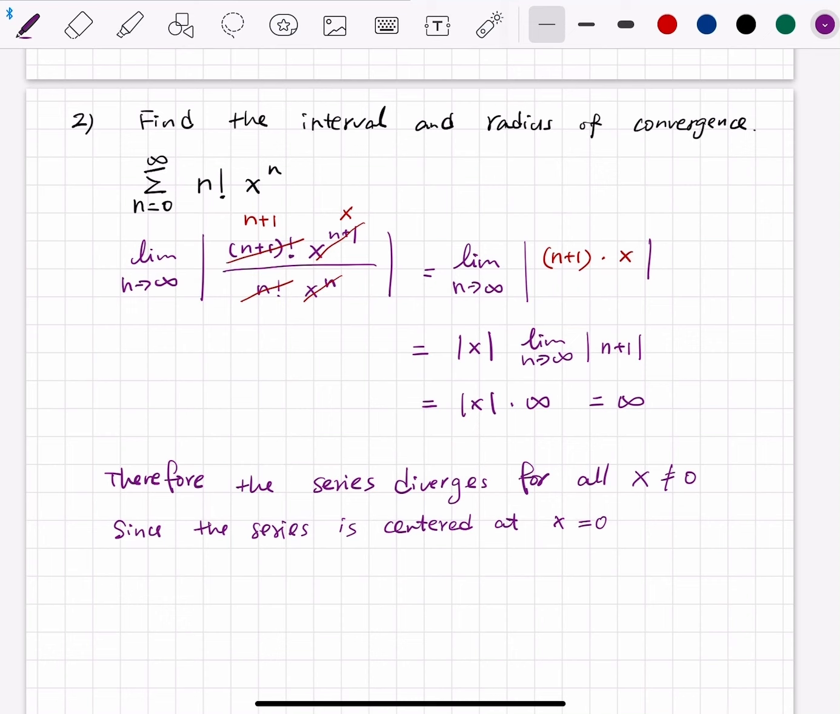Then it must converge here. So for this case, the interval of convergence is just a single value, x equal to 0, and the radius of convergence is also going to be 0 because we only have one number. There's no radius or no interval.